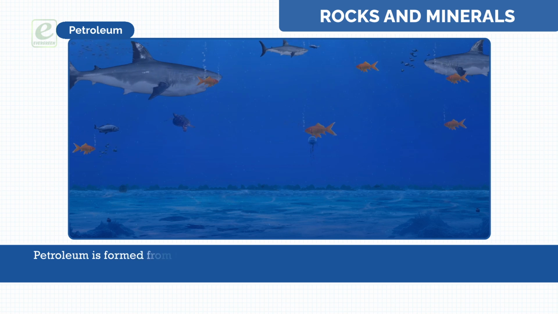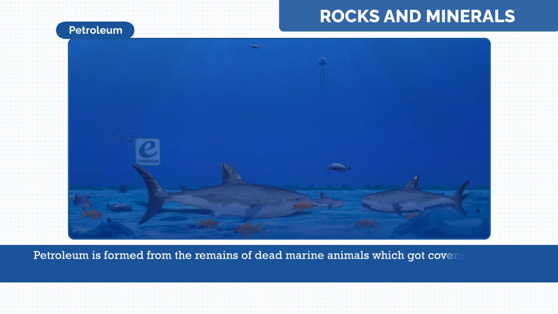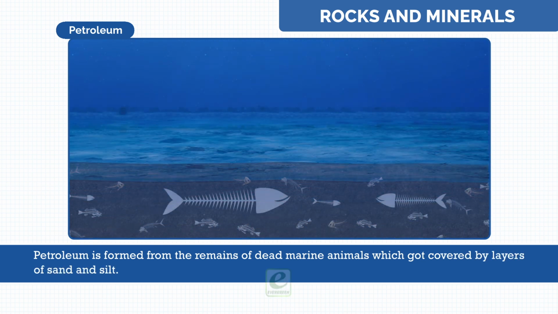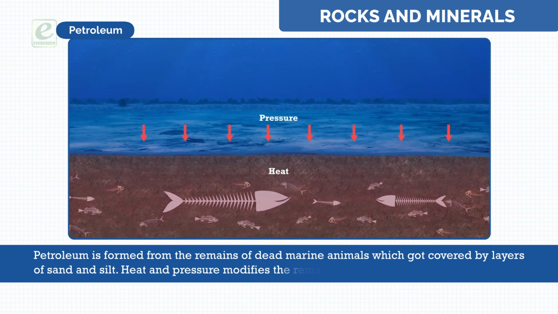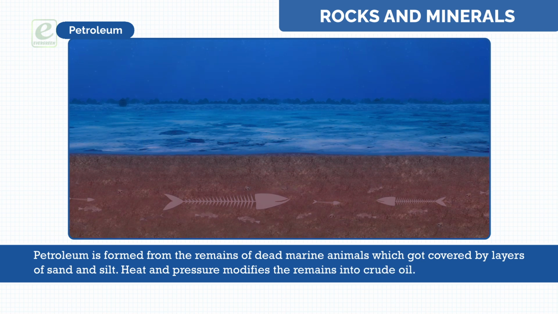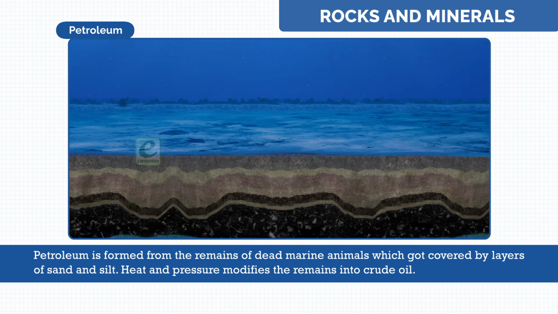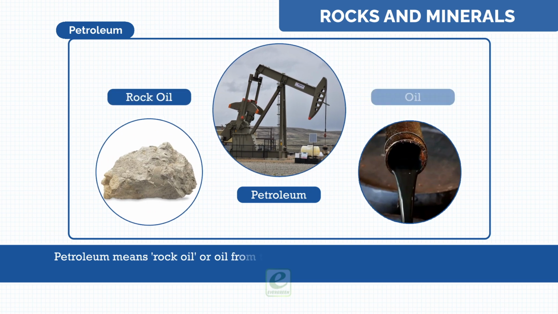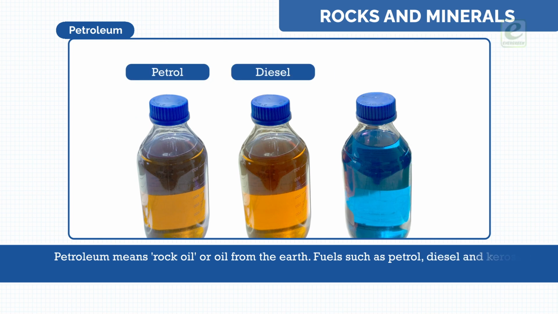Petroleum is formed from the remains of dead marine animals which got covered by layers of sand and silt. Heat and pressure modify the remains into crude oil. Petroleum means rock oil or oil from the earth. Fuels such as petrol, diesel and kerosene are obtained from petroleum.